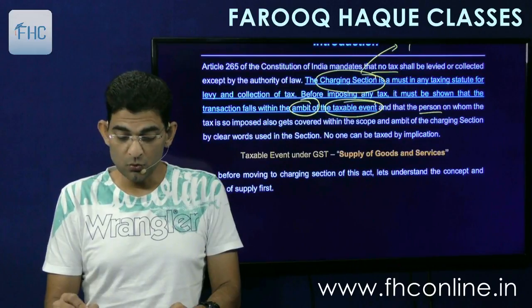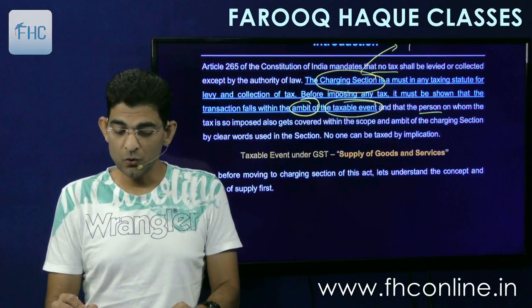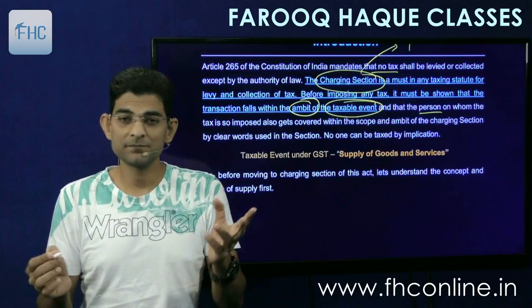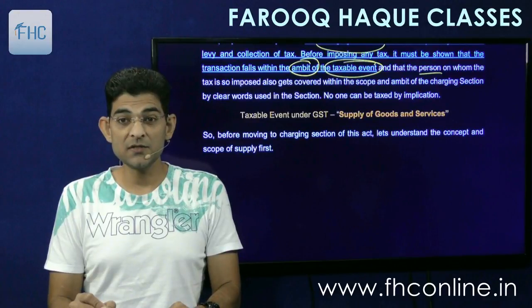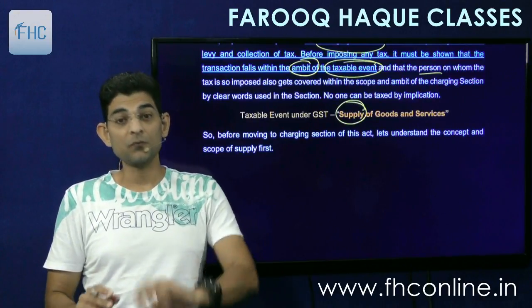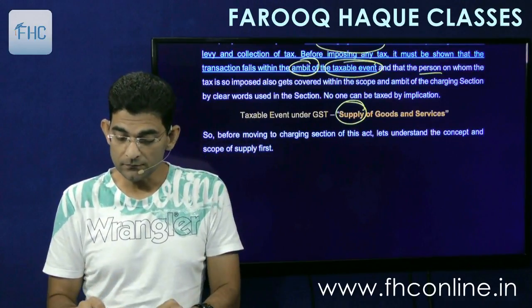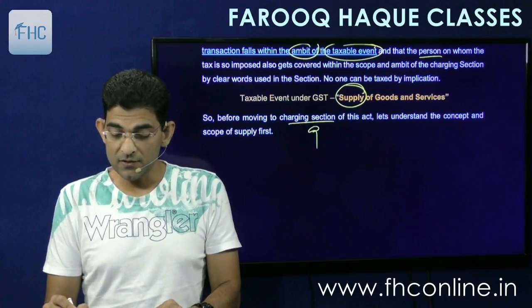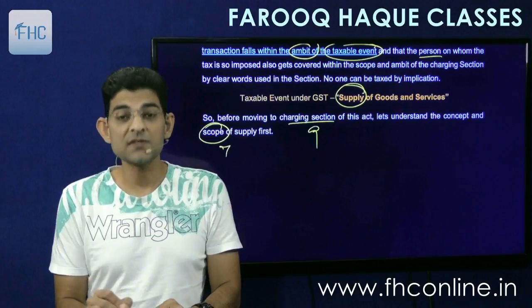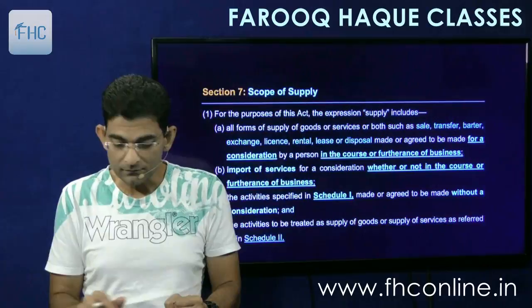And that the person on whom the tax is so imposed also gets covered within the scope and ambit of the charging section by clear words used in the section, of course. No one can be taxed by implication. Self-understood. And therefore it is given that taxable event under GST is supply. Supply of what? Goods or service or both. So therefore before moving to the charging section, that is 9, let's understand the concept of supply, that is section 7. So therefore we'll start with section 7.